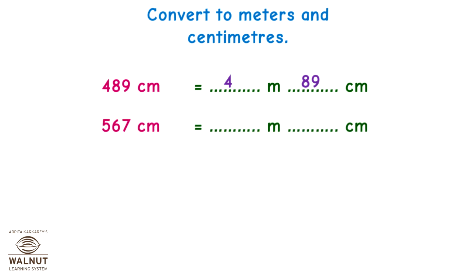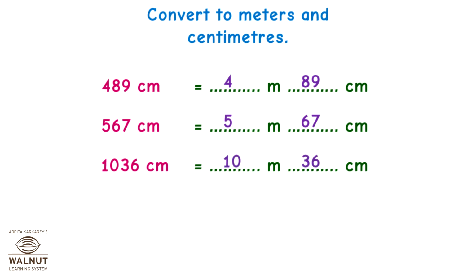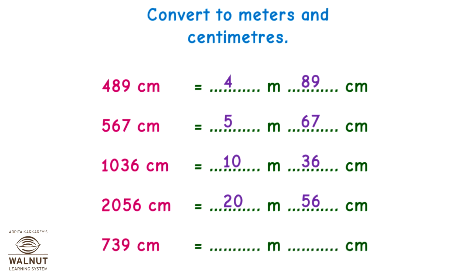567 cm is equal to 5m and 67 cm. 1036 cm is equal to 10m and 36 cm. 2056 cm is equal to 20m and 56 cm. 739 cm is equal to 7m and 39 cm.